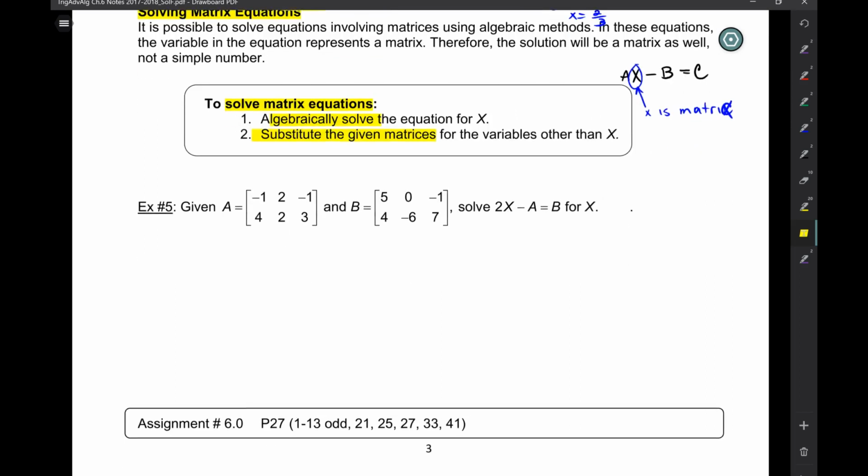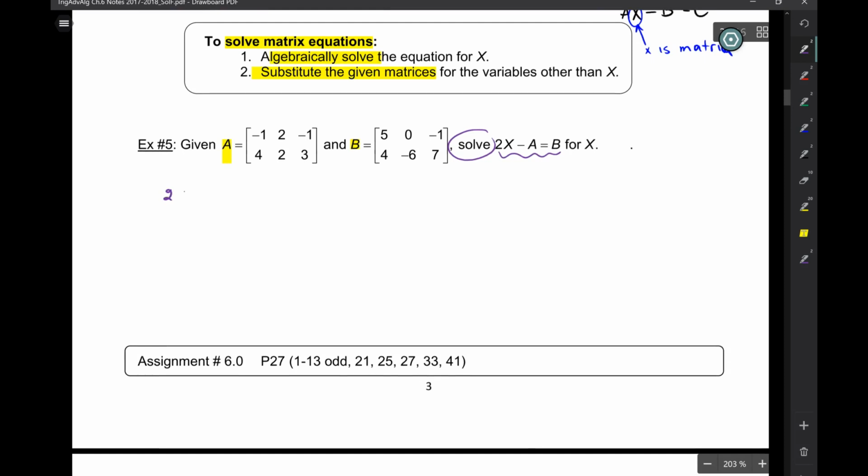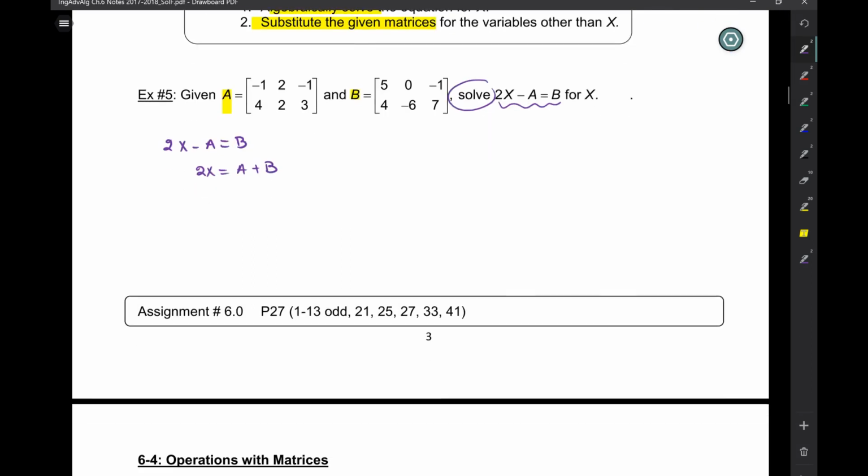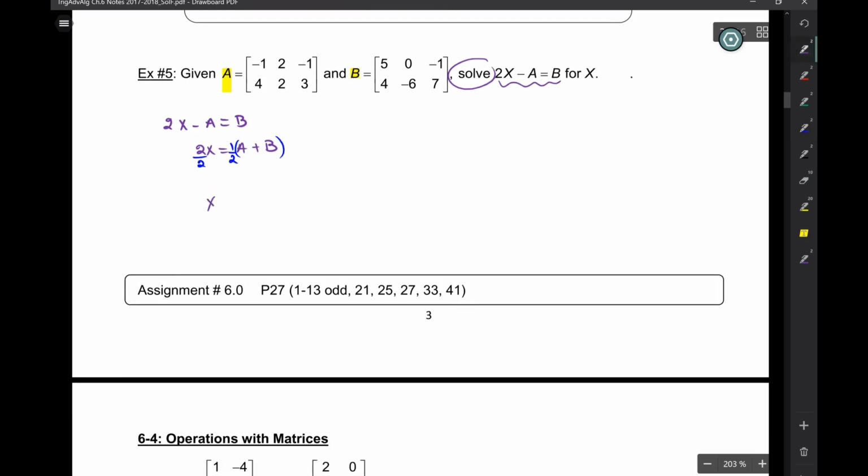All right, so look at this one. We're given A, we're given B. We need to solve this for X. So first I write this, and now I'm going to solve for X. What do I do first to solve for X? Yeah, add A. So 2x equals A plus B, or B plus A, it doesn't matter. Now what do I do? Divide by 2. Now, when I divide by 2, is that the same as multiplying by 1 over 2? Yeah. So now X is 1/2 (A plus B).